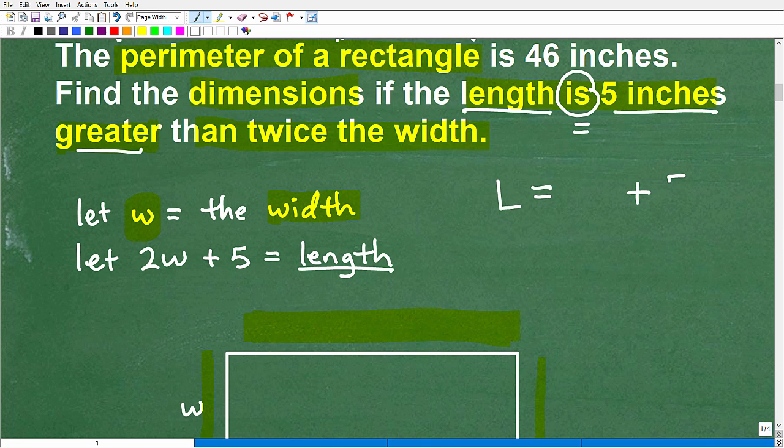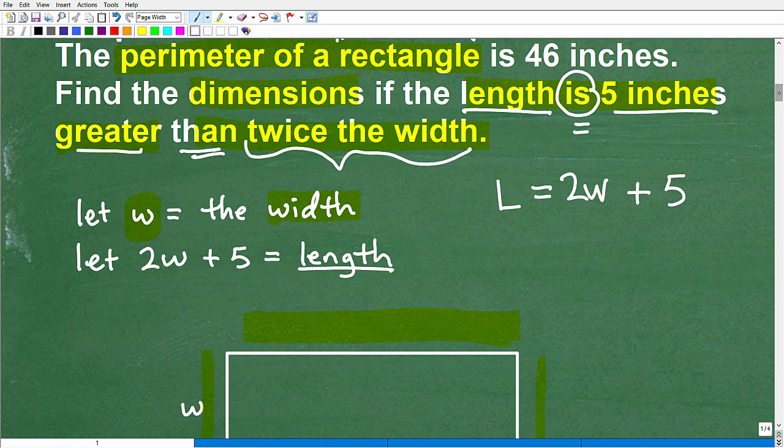So we're going to add 5 inches. The length is going to be 5 inches greater than what? Than twice the width. So this is 5 inches greater than the width, but it's saying 5 inches greater than twice the width, so that would be not just the width, I have to double that, 2W. So that's the length. We're going to let 2W plus 5 be equal to our length.